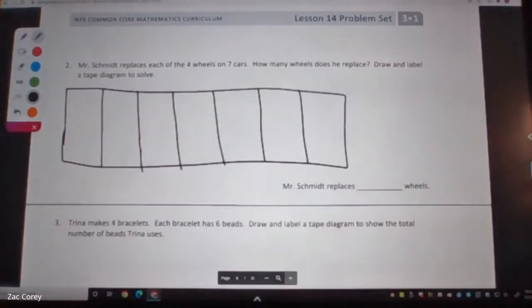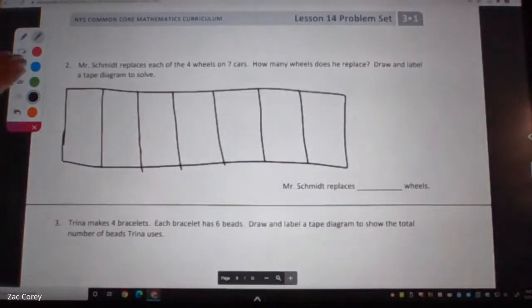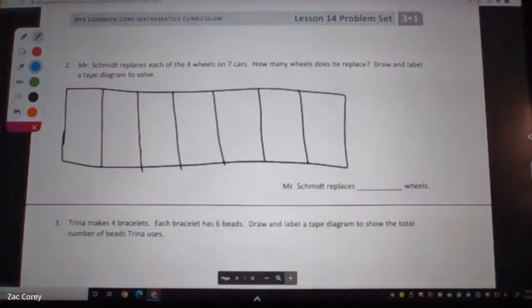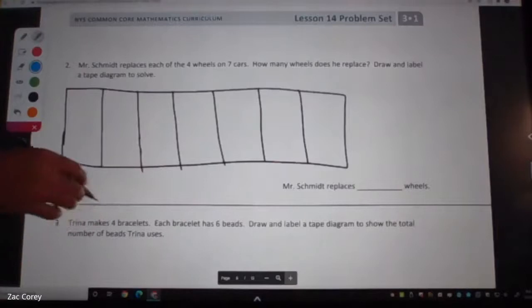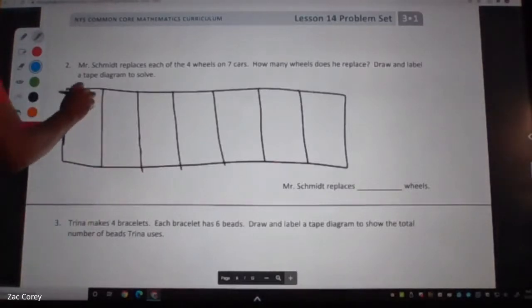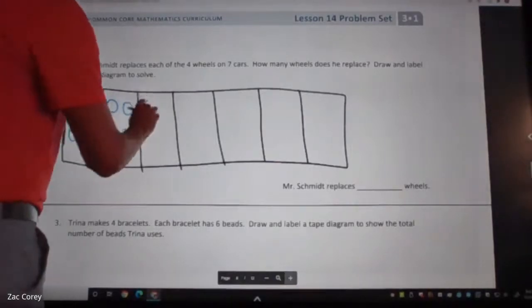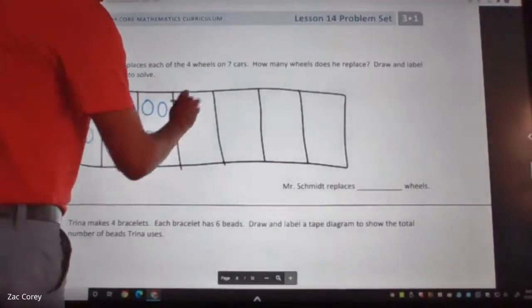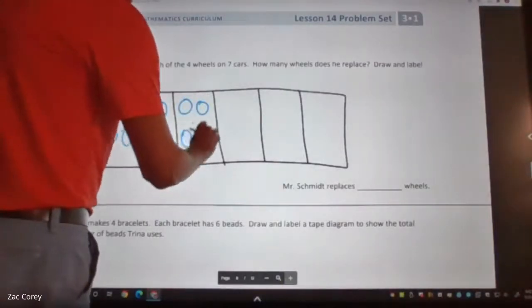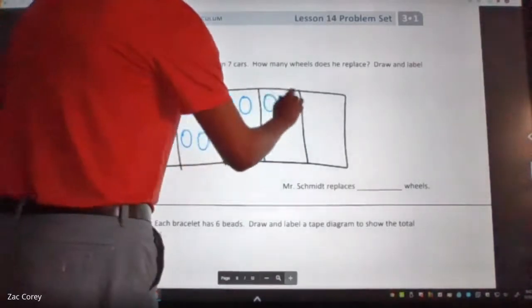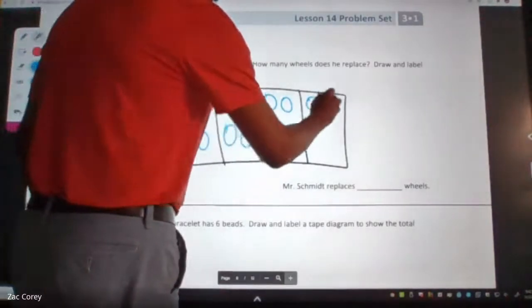All right. So how many wheels are on each car? Because he replaced all the wheels on every car, right? And they told us we have 4 wheels. So in each car, in each box, we want to write 4 wheels. So if you want to get fancy and draw your wheels, go for it. Otherwise, you can do what I'm going to do and just do circles. Because each of these cars has 4. Or you could actually draw a car in each box and draw your wheels on the car. However you want to do it, go right ahead. But just for time, just so you guys aren't watching me draw 7 cars, I'm just going to do circles.